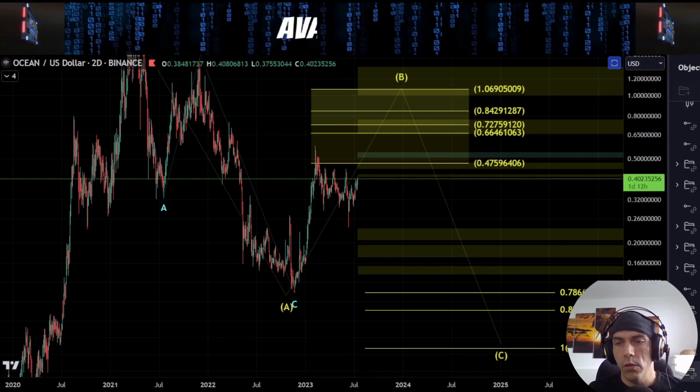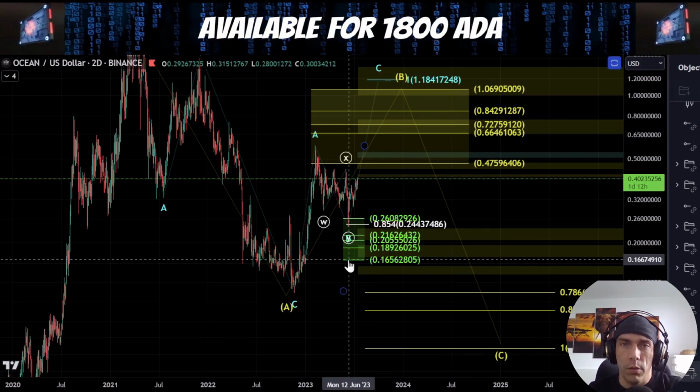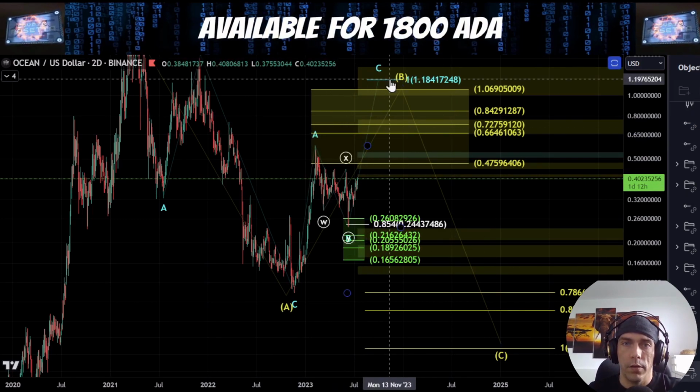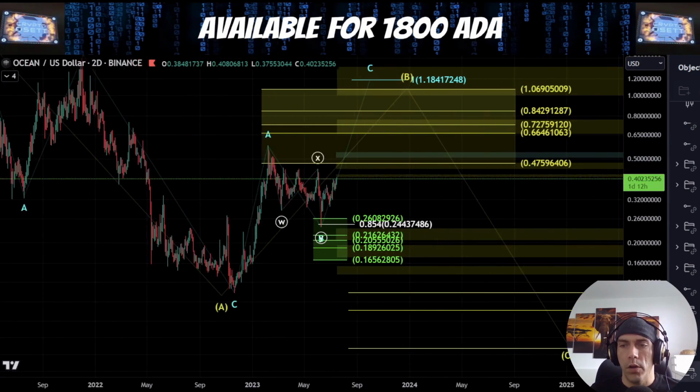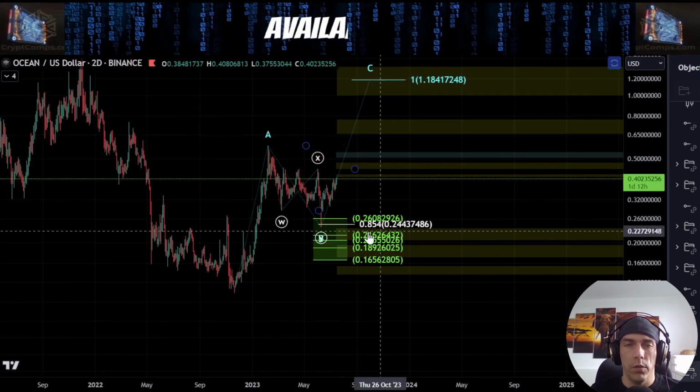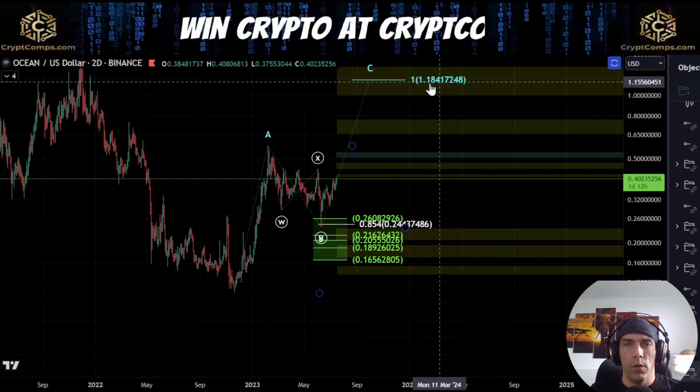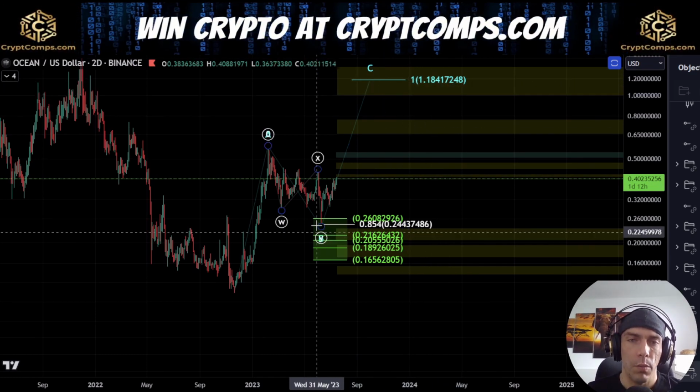So if we do see price push to the upside where this becomes A, we get a B and a C, we could then look for this price to push up into some of these higher levels here. And 1-to-1 would actually be looking towards this $1.18. So that would be based off of where we are.